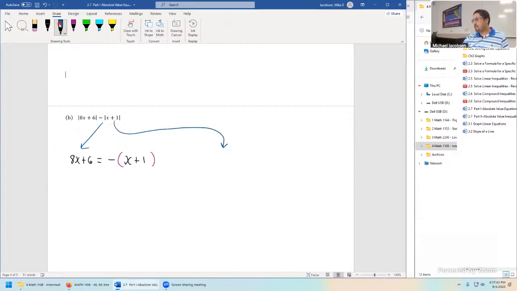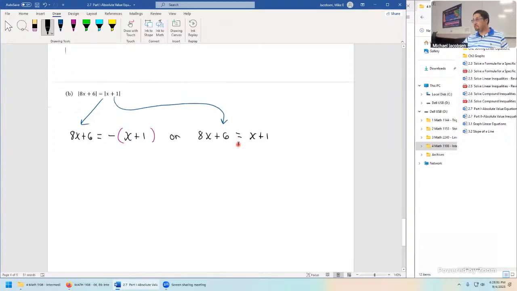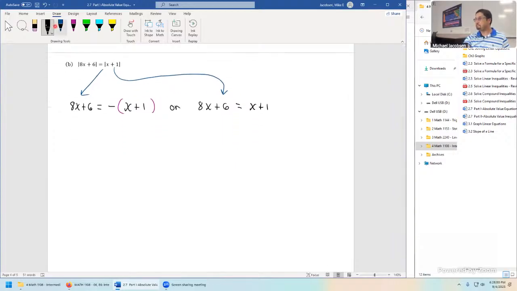Then the next equation is 8x plus 6. Let's put an or between. Not strictly required, but just a way to convey two conditions, this one or this one. 8x plus 6 equals x plus 1. So here, directly copied, just drop all absolute value bars, and we're all set to begin with this one. Let's go left to right.